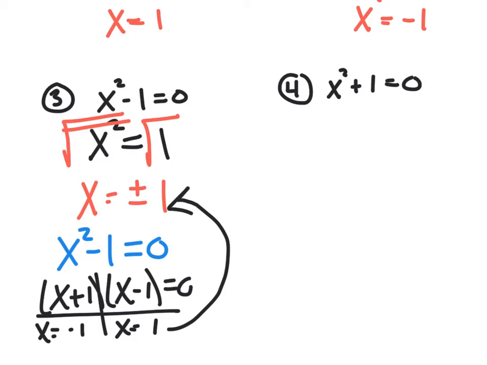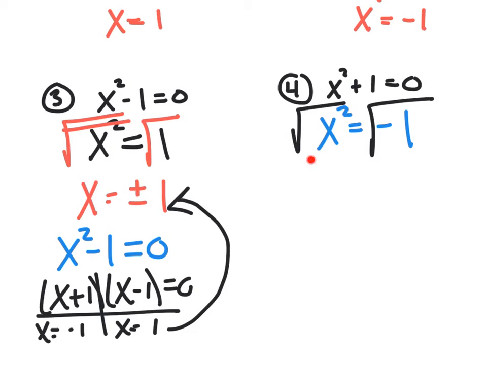Okay, now for the ugly one. Number 4, x squared plus 1 equals 0. So I'm going to say x squared equals negative 1. Now again, how do I get rid of that square? I'm going to take the square root. But uh-oh, wait a minute, hold up. Can you take the square root of a negative? No, you're right. So this one can't get solved in our real number plane.